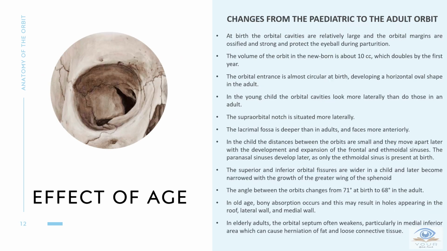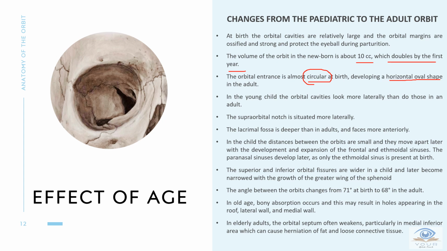Now coming to the changes from pediatric to the adult orbit. These are all MCQ points, that's why it's quite crowded. So at birth, the orbital cavities are relatively large. The margins are ossified and strong so that they protect the eyeballs during parturition. The volume of the orbit in a newborn is about 10 cc, which doubles by the first year. The orbital entrance is almost circular at birth, developing a horizontal oval shape as the child turns into an adult.